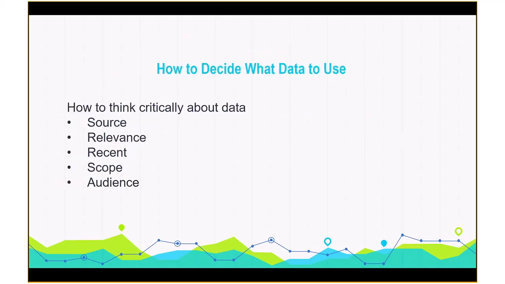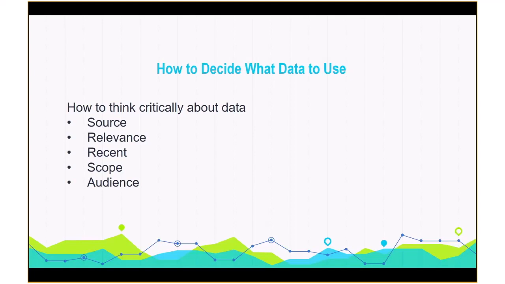So how do you decide what data to use? The most important thing when you're looking at data is thinking critically about it. First, you want to know what is the source of the data, and is that source reliable? This is important to understand as a source such as the Center for Disease Control has much more credibility than Billy Joe's personal website. The relevance of the data to your organization is also important. How relevant is the data to your project?